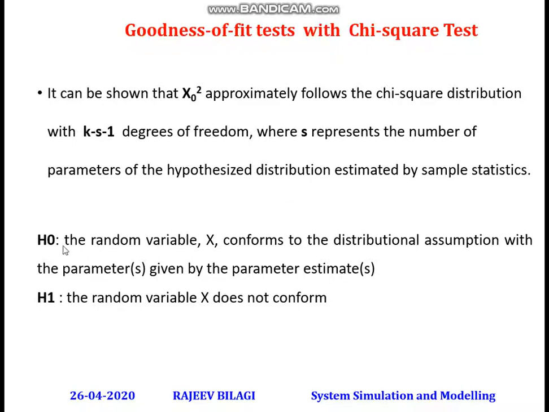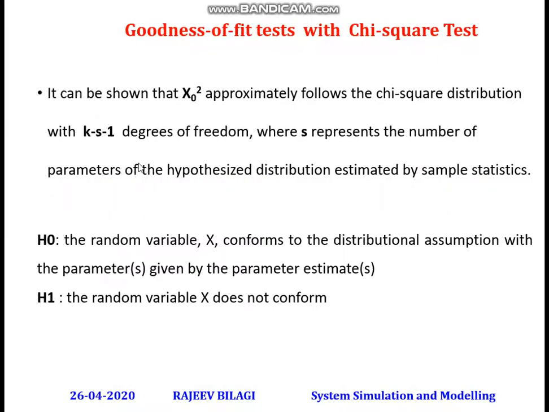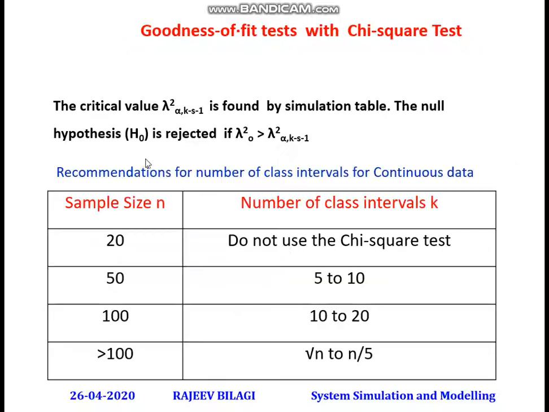Now, H0 and H1 as usual. After calculating the sum of (oi minus ei) square by ei, you have to find the critical value as lambda square alpha, k minus s minus 1, where alpha is the level of significance.